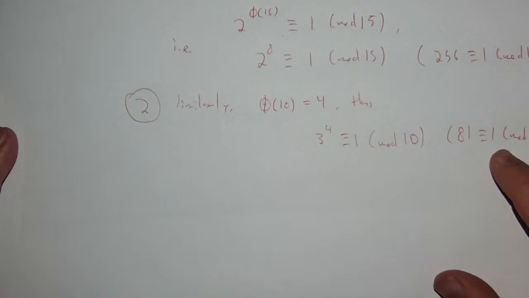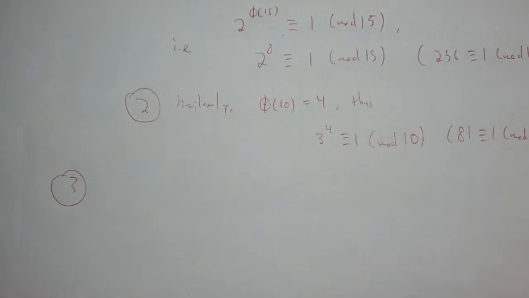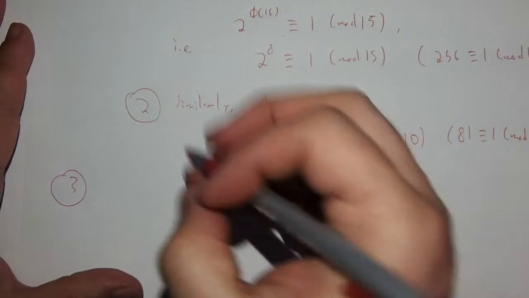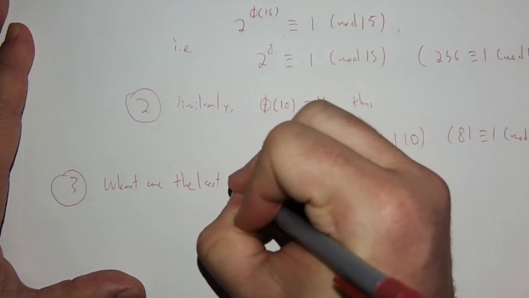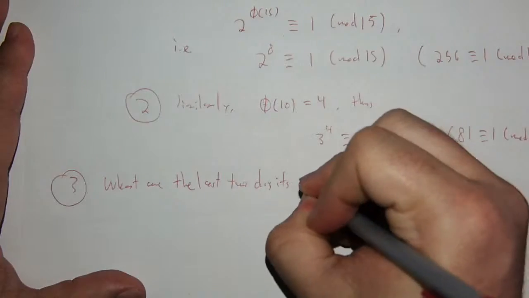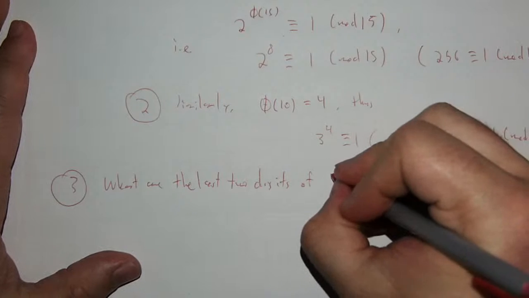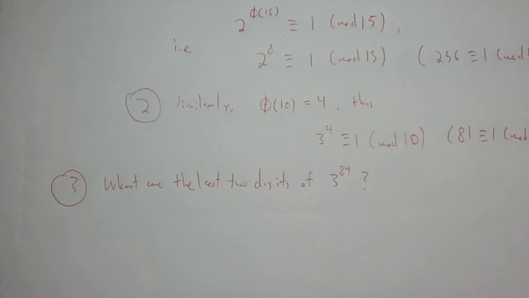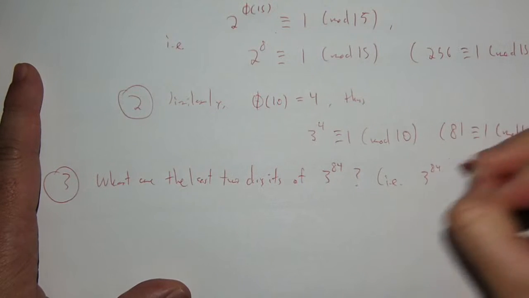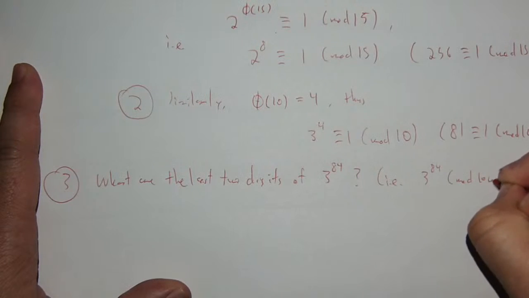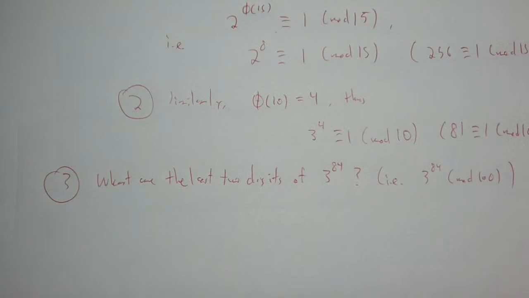All right, let's apply this one more time here. What are the last 2 digits of 3 to the 84? Of course, what we're really being asked when we're asked for the last 2 digits of 3 to the 84 is, we want to know what is 3 to the 84 mod 100. All right, that's what I'm computing.